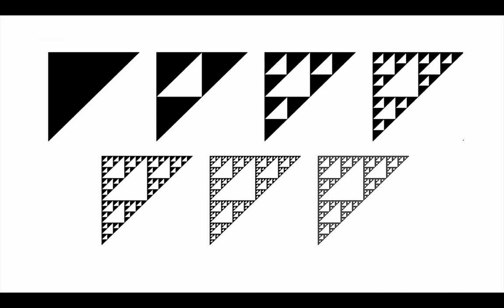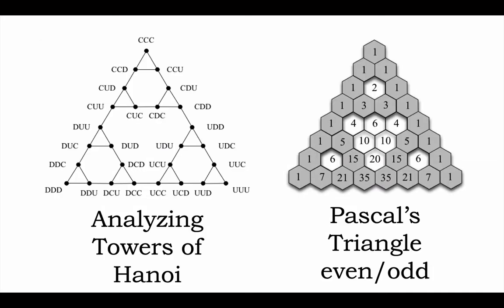The Sierpinski triangle comes up in many surprising places. If you're familiar with the puzzle Towers of Hanoi, you can somehow generate something that looks like the Sierpinski triangle there. If you're familiar with Pascal's triangle and color the odd numbers gray and the even numbers white, you'll generate the Sierpinski triangle as well.